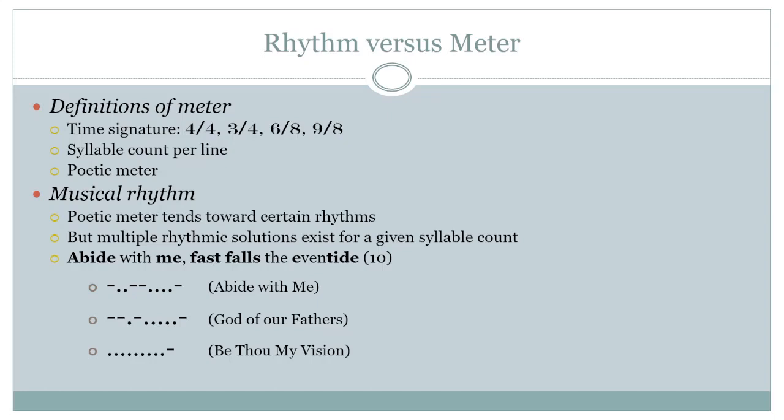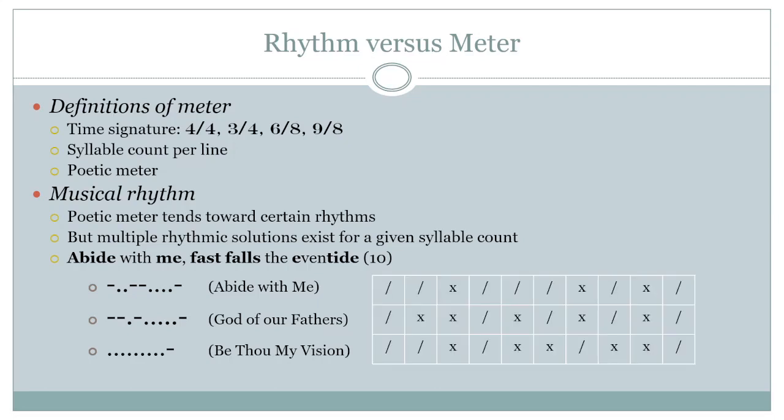God of Our Fathers is also a 10-syllable first line. God of our fathers, whose almighty hand. Be Thou My Vision is very steady with a long note on the last one, also 10 syllables. Be thou my vision, O Lord of my heart.